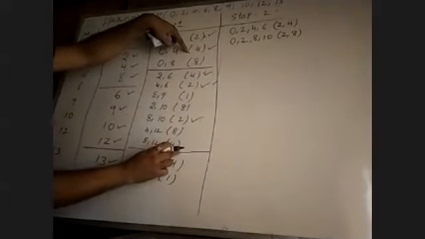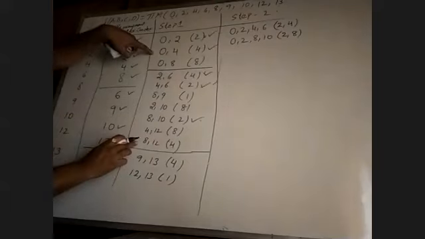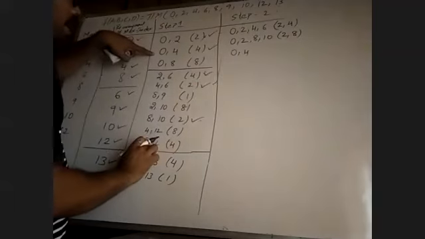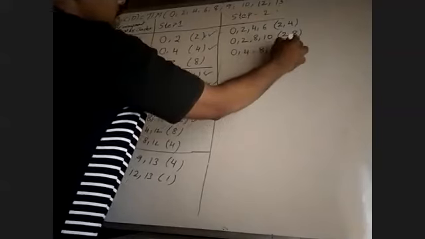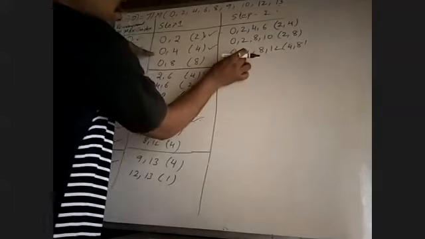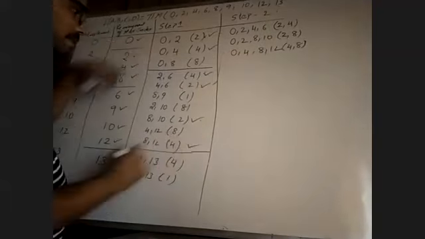Again 4 is there, one more 4 in the last one. Compare these two now: 0 4 8 12. This is not covered, 0 4 8 12. Therefore we can write 0 4 8 and 12. The minimum difference is 4 and the maximum difference is 8: 0 4 and 0 8, that is 0 4 comma 8. Therefore we are covering this also. This is also covered.